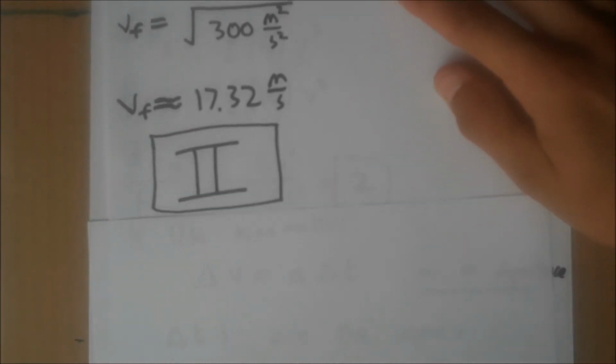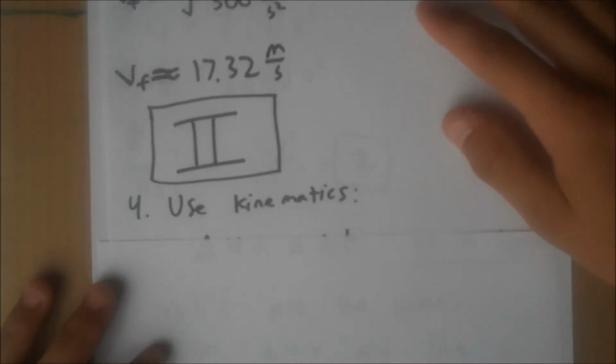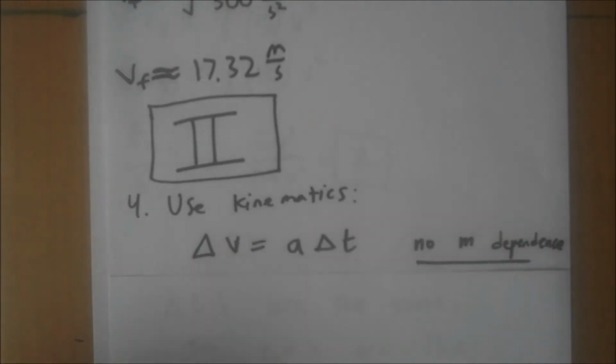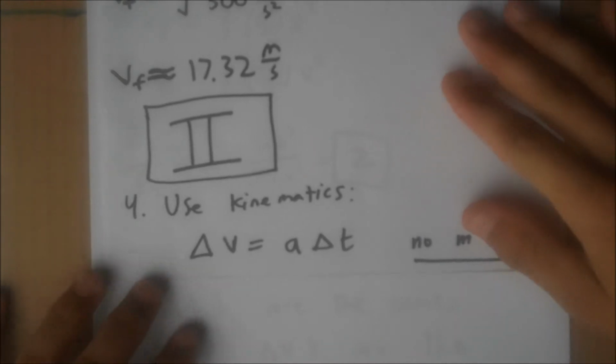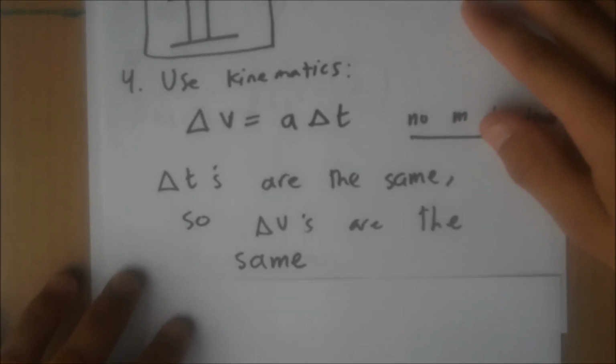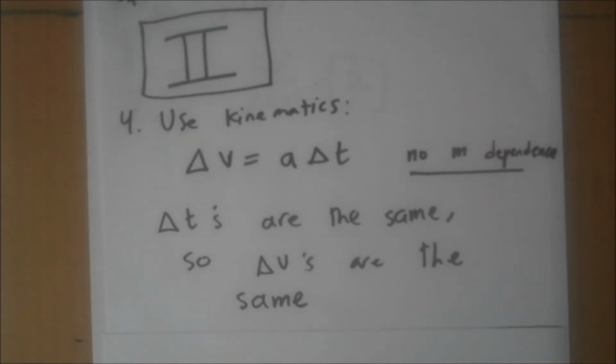Now let's move on to tackle the second part of the problem. Now, from kinematics, we have the equation delta v equals a delta t, with no m dependence whatsoever. Meaning, if the delta t's are the same, the delta v's are the same. Now remember, it takes all objects, regardless of mass, if you ignore air resistance, the same amount of time to fall the same amount of distance.